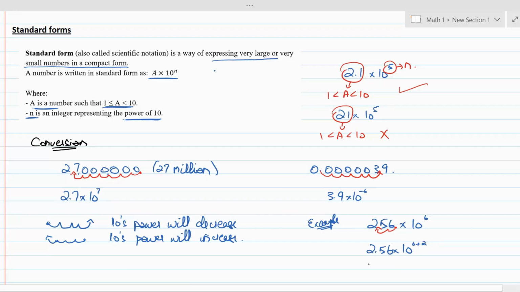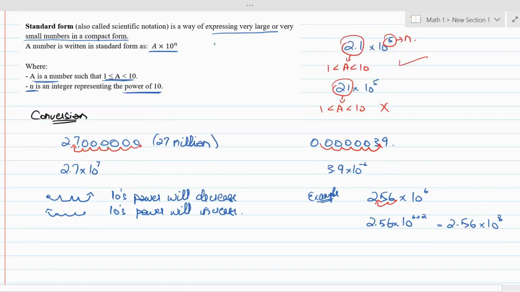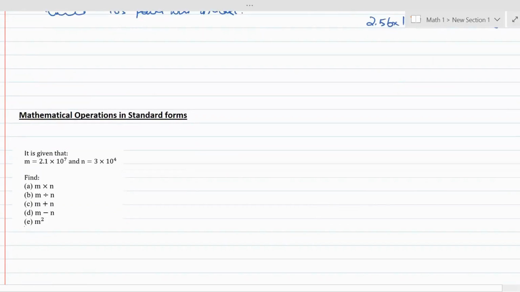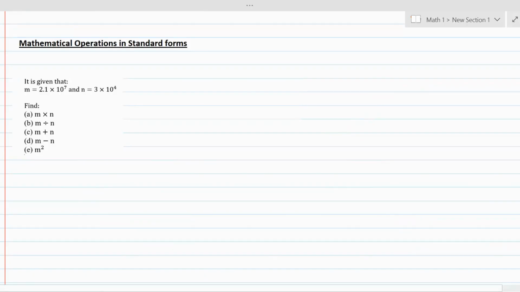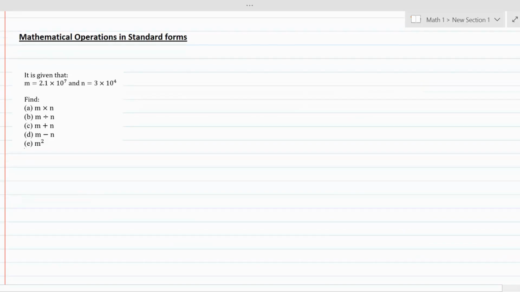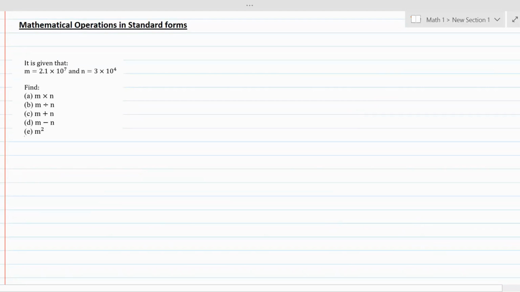So finally the answer in this case would be 2.56 into 10 raised to the power 8. So this is how we convert the numbers into standard forms. Now, next we look at some mathematical operations involved in standard form. When I say mathematical operations, it means we'll be dealing with multiplication, division, addition, subtraction, and the power on the standard form as well.